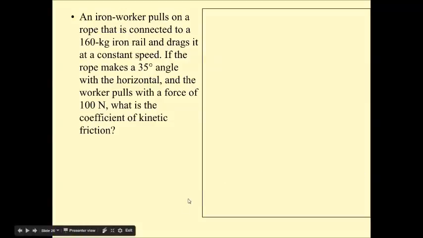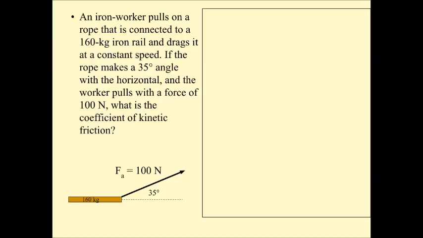Okay, so here's our next example. We have an iron worker who pulls on a rope that's connected to a 160 kilogram iron rail and drags it at a constant speed. If the rope makes an angle at 35 degrees with the horizontal and the worker pulls with a force of 100 newtons, what is the coefficient of kinetic friction?